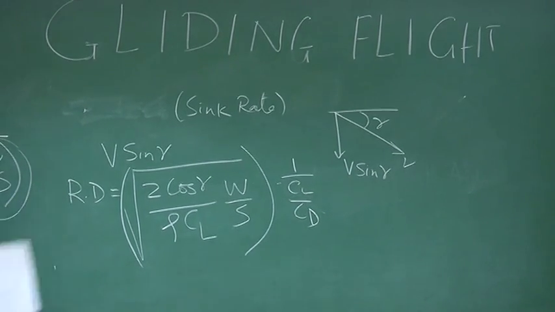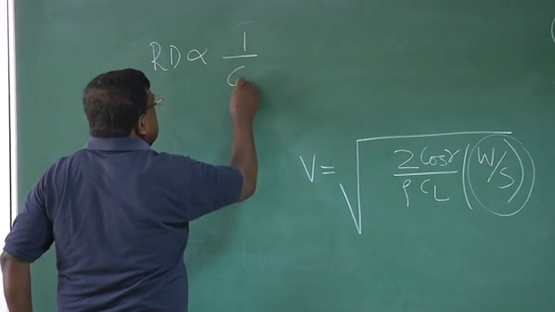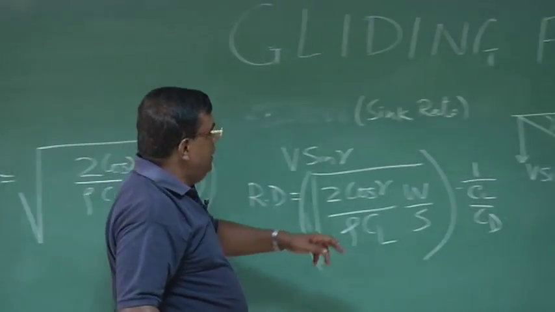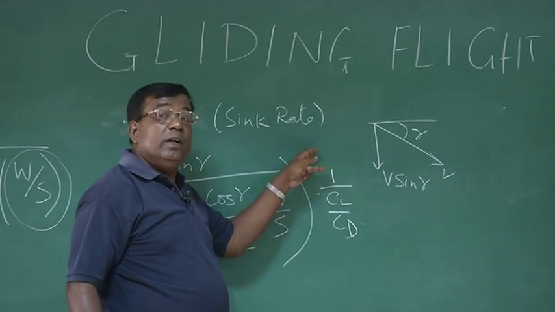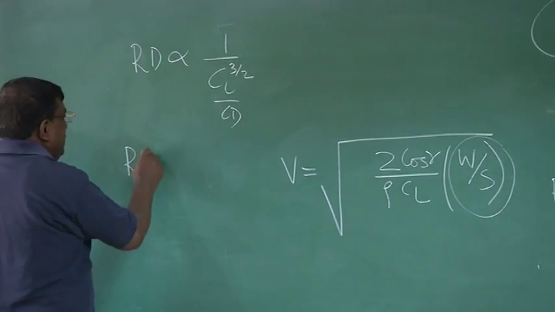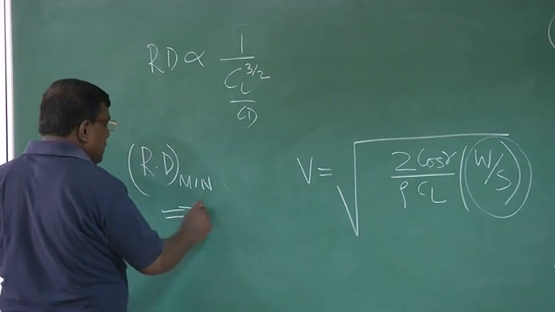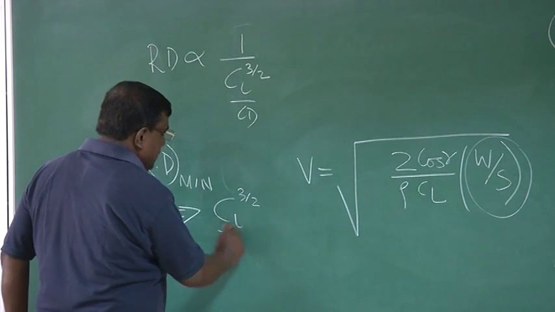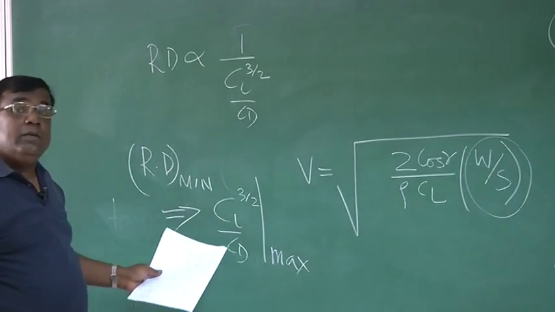If I see now this rate of descent, I could easily see that it is proportional to CL^(3/2) by CD. This CL is here, CL half is here, so CL^(3/2), and CD goes in the numerator. So if I want rate of descent or sink rate to be minimum, what does it mean? It means, other things remaining constant, CL^(3/2) by CD should be maximum. You are also familiar with this condition.